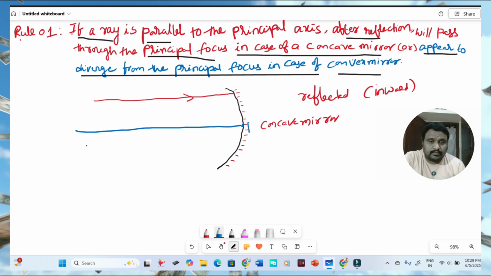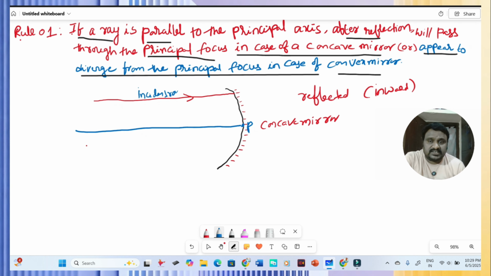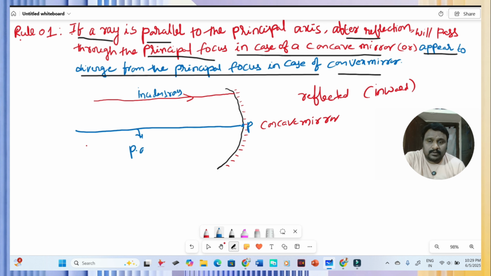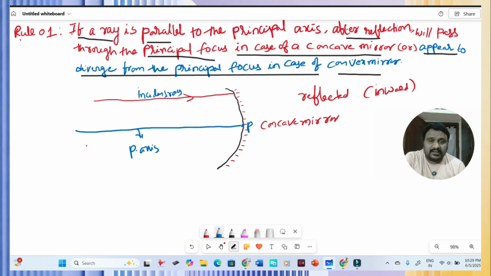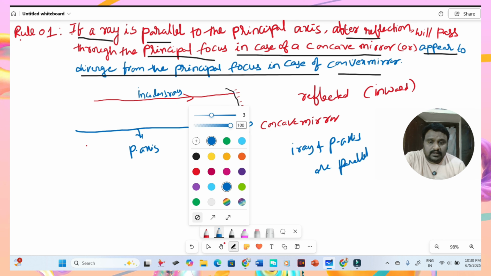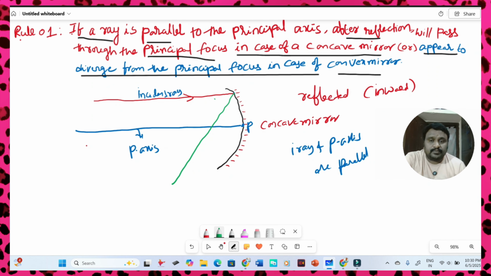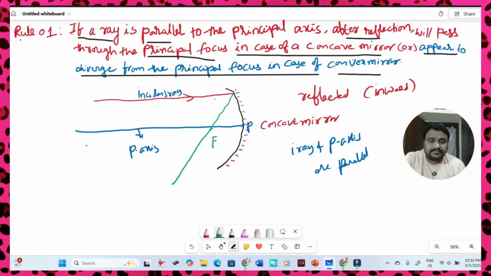This point is the pole, the midpoint of the spherical mirror. This is the incident ray, and this one is the principal axis. The incident ray and principal axis are parallel. After reflection, it is passing through like this. So now this point is the focus.